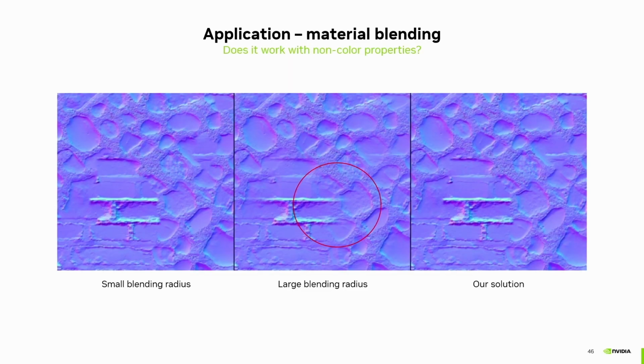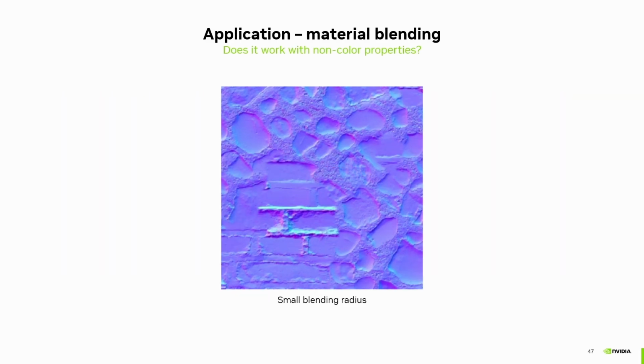And I mentioned this technique also works for other properties, such as normal maps and roughness, etc. I'll show here the normal maps. And I will discard the large blending radius from comparison because it shows visible ghosting. So let's compare small blending radius and our solution. And the difference here will be a bit more subtle than before, but hopefully it's visible in those regions.